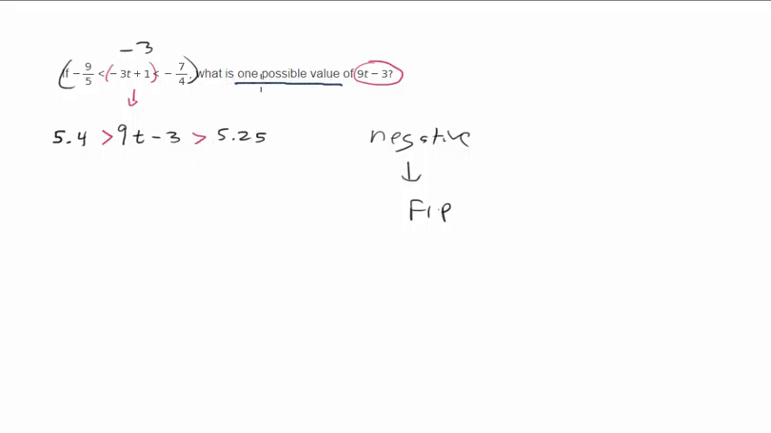And so again, we're just asked to find one possible value for this, and it really just has to be between 5.4 and 5.25. So you could pick any answer. It can't be inclusive because we don't have a greater than or equal to. So I would just pick 5.3. Any value in this range would satisfy it, but this is one possible answer.